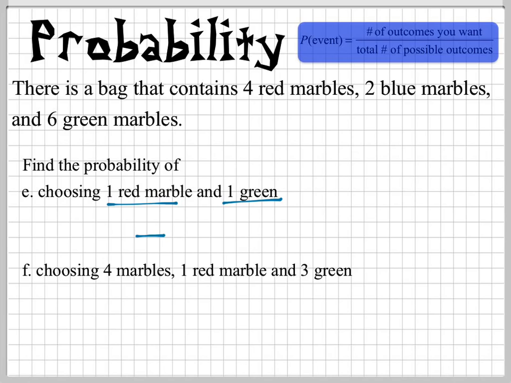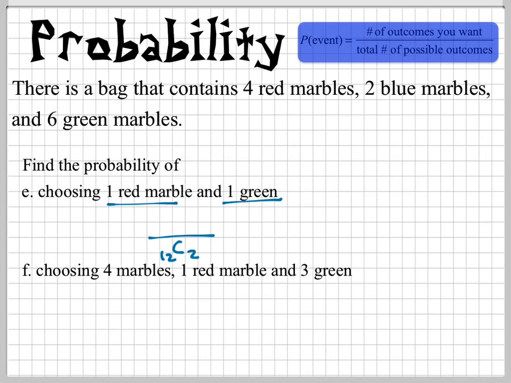Instead, what we're going to do is start with our fraction bar. And on the bottom, we're going to put the total number of possible outcomes. So how many different ways can we choose 2 marbles? And how are we going to figure that out? Well, we use a combination. We're going to choose 2 out of 12. Will that tell us the total number of outcomes, saying that order doesn't matter? It will, won't it? Yes, it will.